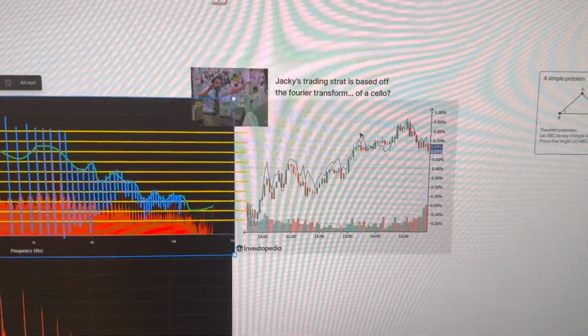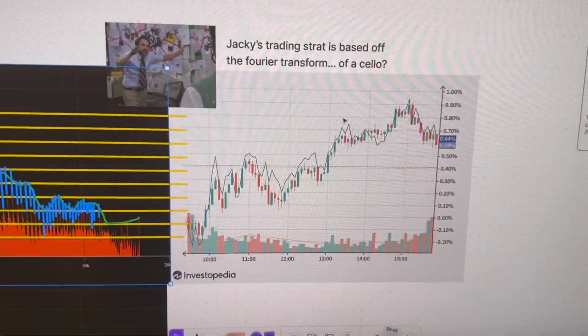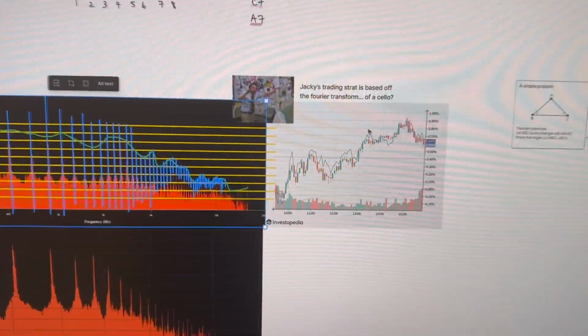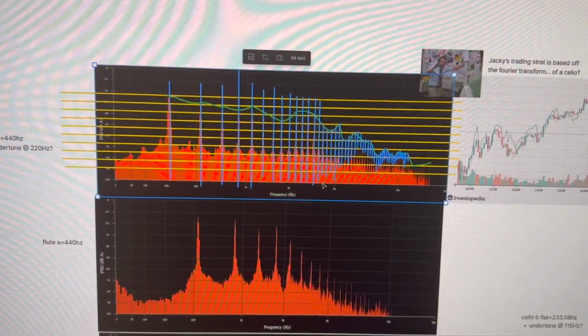And then he's like, "Yeah, it looks like you're just trading stocks right now, and maybe my stock trading strategy should just be me looking at the Fourier transform of a cello. That is maybe what we learned today."